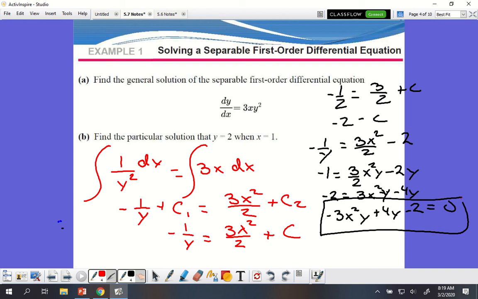We have to distribute the y. Isn't that what I said? Distribute y? Yeah. Like, we have to foil, not foil, but we have to. Yeah, it's called distribute.